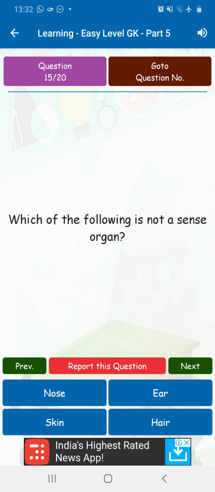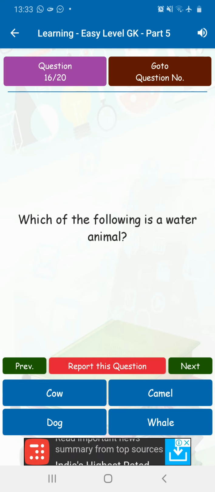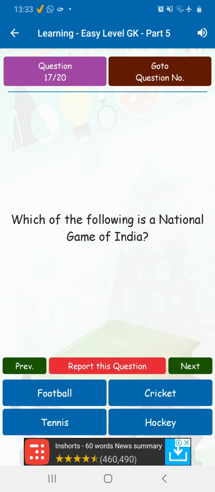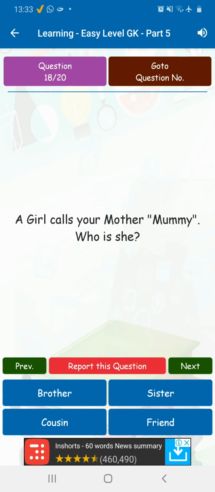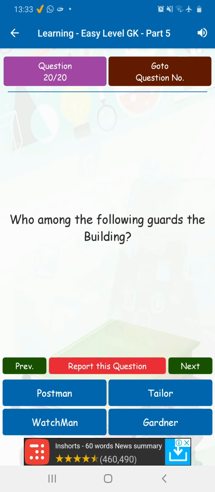Which of the following is not a sense organ? Which of the following is a water animal? Whale. We are nearly done. Which of the following is a national game of India? Hockey. A girl calls your mother mummy. Who is she? Sister. What was I thinking? Maybe I was just finding. I don't even know. Wow. Which is necessary for good surroundings? Who among the following guards the building? Watchman. I did this.